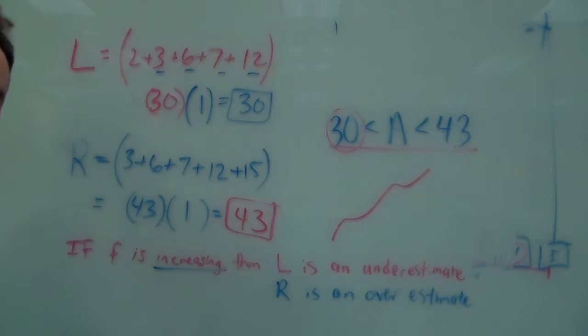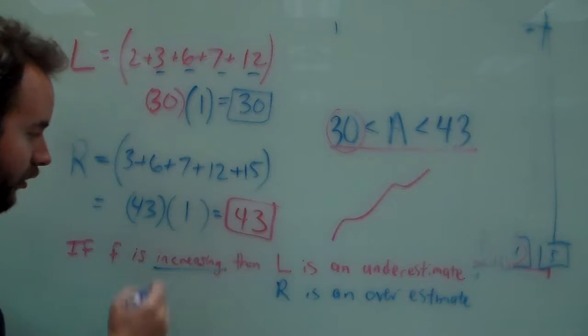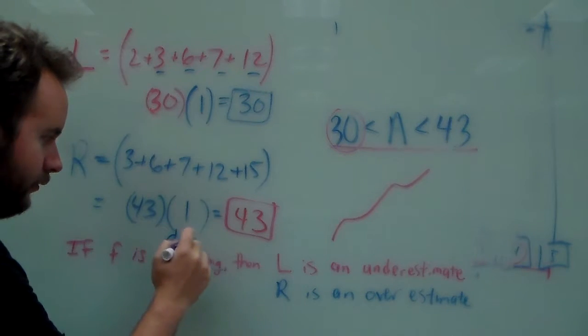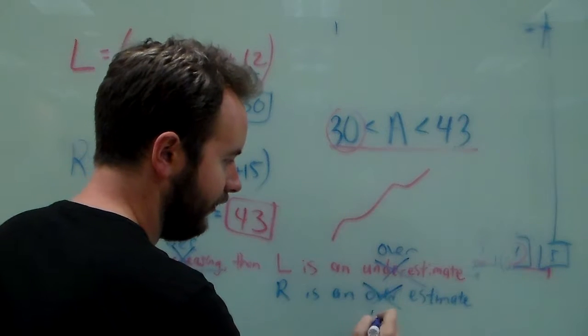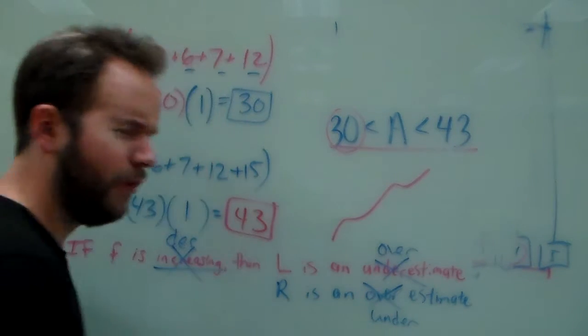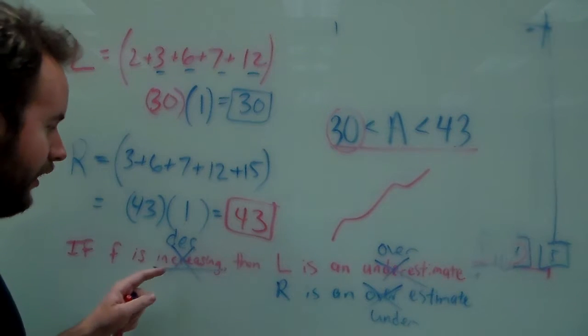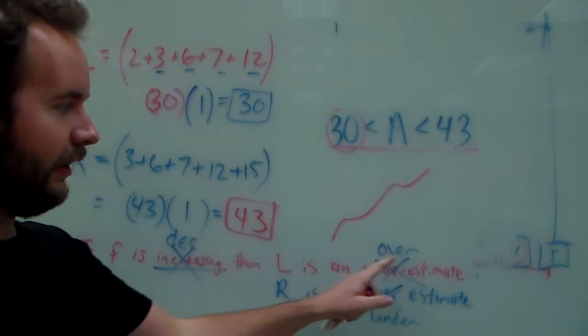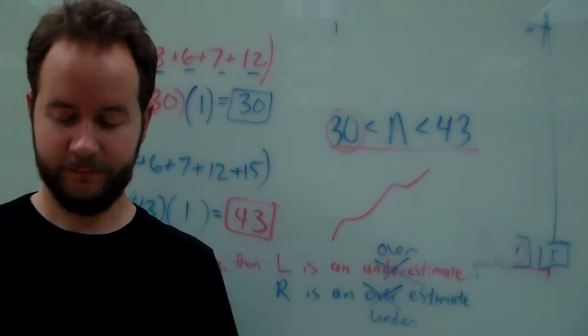But something that's important to keep in mind is that if f were decreasing, these guys would be switched. So if this was decreasing, then this would be an overestimate, and this would be an underestimate. So rewind the video if you have to copy that all down, but basically the tables are turned when you say f is decreasing. L is suddenly an overestimate if it's decreasing, and R is an underestimate.